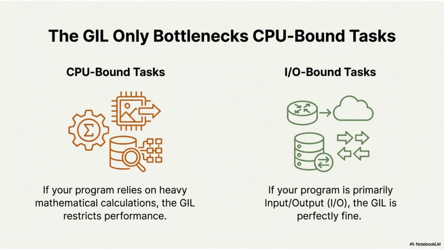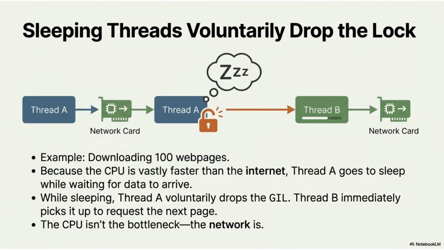The GIL only bottlenecks CPU-bound tasks. If your program relies on heavy mathematical calculations, the GIL restricts performance. However, if your program is primarily input/output bound, the GIL is perfectly fine. In I/O-bound tasks, sleeping threads voluntarily drop the lock.